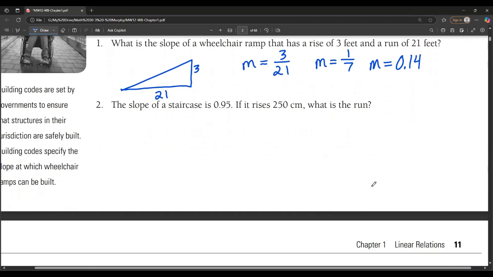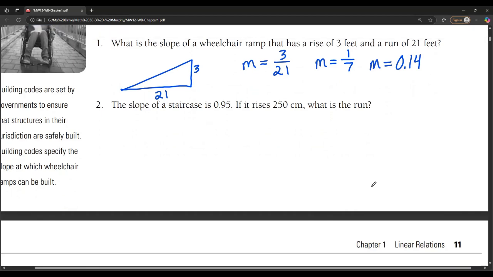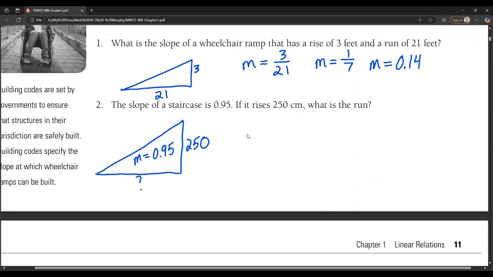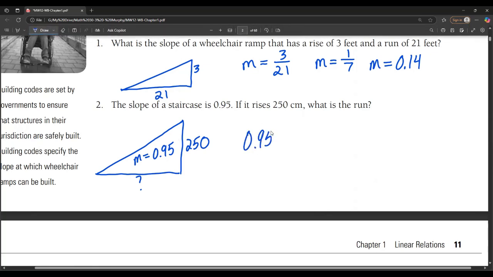Okay, number 2. The slope of a staircase is 0.95. It rises 250 centimeters. What was the run? Okay, so 250 up. Question is, how far did it go out? We know the slope is 0.95. So we're going to put our unknowns into the equation. So 0.95, and then we got a rise of 250 over an unknown run.